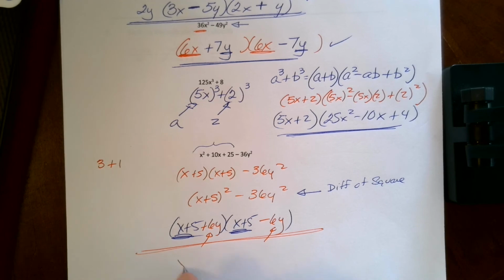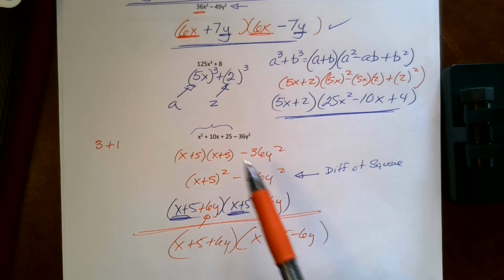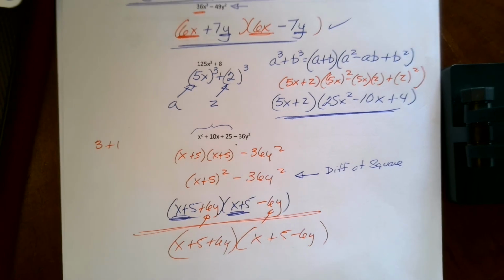That's my final answer, right? x plus 5 plus 6y times x plus 5 minus 6y. And you could FOIL this all out, distribute your first term, your second term, and your third term, and you should come back to the original.